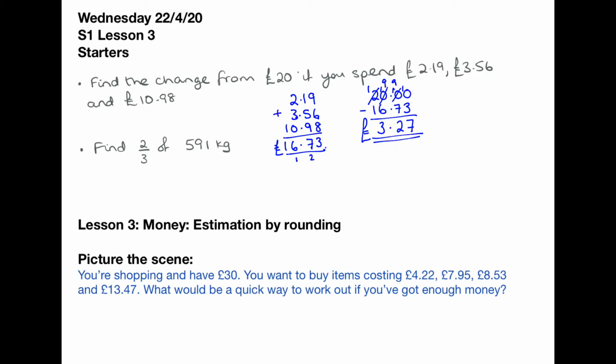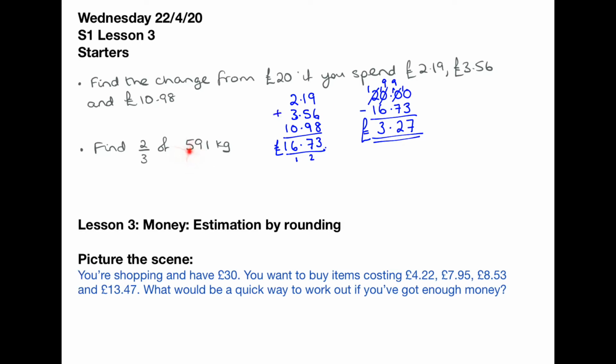Okay? And the next question, find 2/3 of 591 kilograms. Again, if you know what you're doing, just pause it. If you don't know what you're doing, then remember you divide by the number that's on the bottom of a fraction, by the denominator, and you multiply by the top. So we're going to do 591 divided by 3 and then times 2. Okay, now think about 591, think about what we looked at yesterday. We can check before we start whether this number is a multiple of 3 and whether we're going to get an exact answer when we divide by 3.